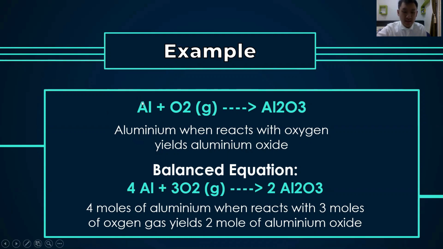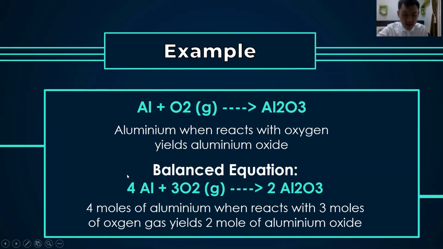Now, this equation isn't actually balanced, so we first need to balance it because, as you can see, there is only one aluminium on the left side, but there are actually two aluminium on the right side. Now, how do we balance it? We just need to make sure that both the left and the right side have the same amount of aluminium atoms and oxygen gas atoms.